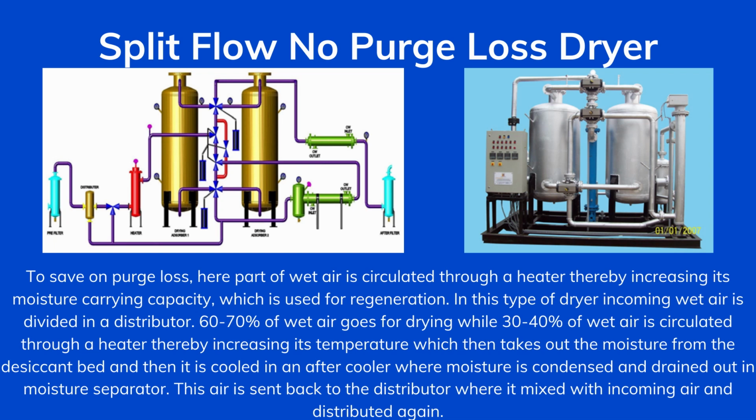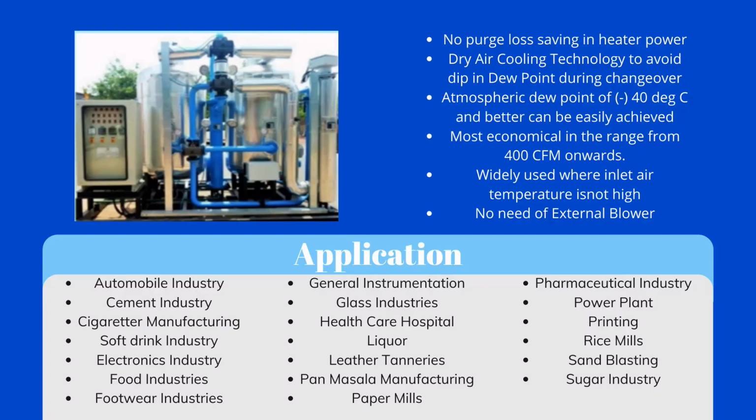In this type of dryer incoming wet air is divided in a distributor. 60 to 70% of wet air goes for drying while 30 to 40% of wet air is circulated through a heater thereby increasing its temperature, which then takes out the moisture from the desiccant bed, and then it is cooled in an aftercooler where moisture is condensed and drained out in the moisture separator. This air is sent back to the distributor where it is mixed with incoming air and distributed again.